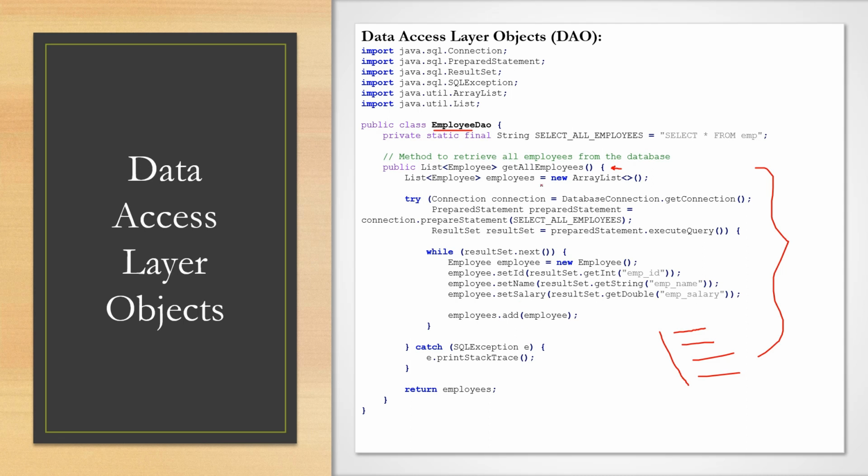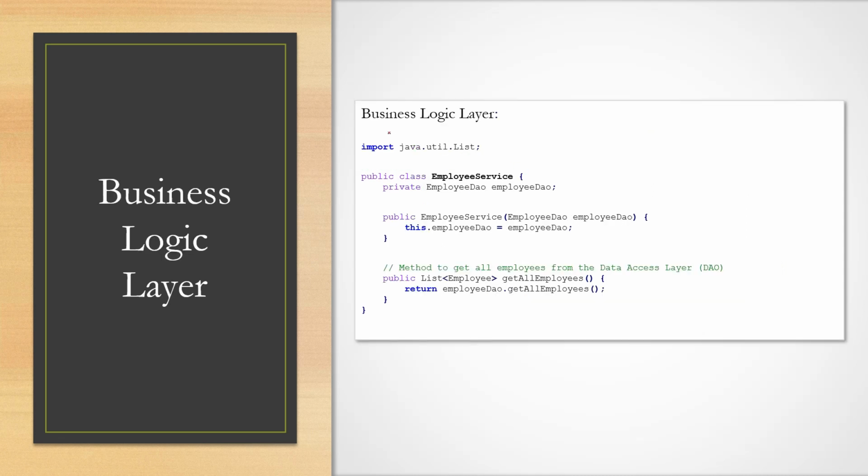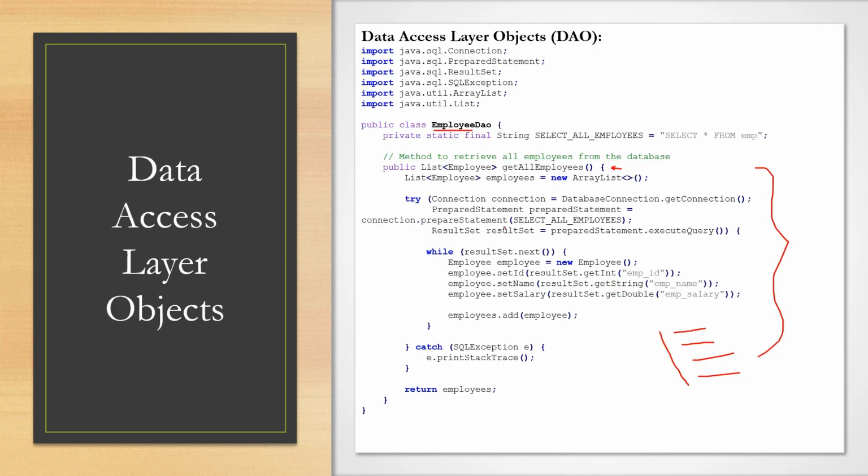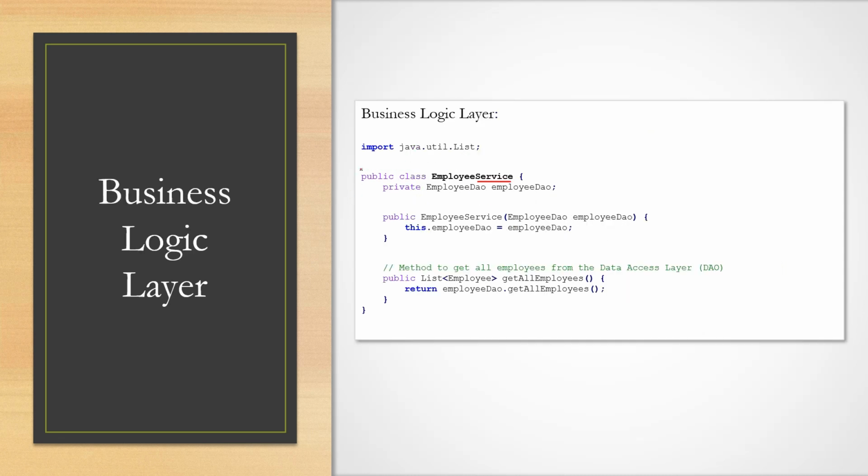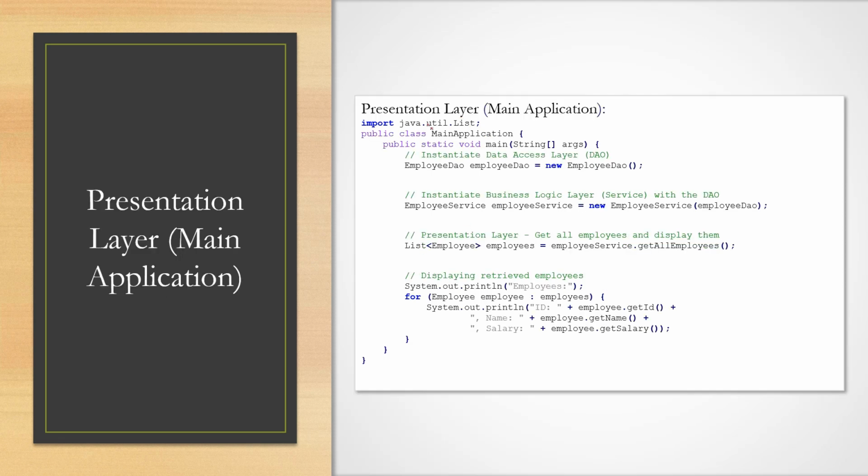But since we are trying to follow our patterns, we can also create another file, which is the employee service, and it uses the DAO methods. We can also directly use these methods from the main application, but here we create this to follow our steps. This service serves as the business logic layer. Now we can see the presentation layer, where we will use these methods.